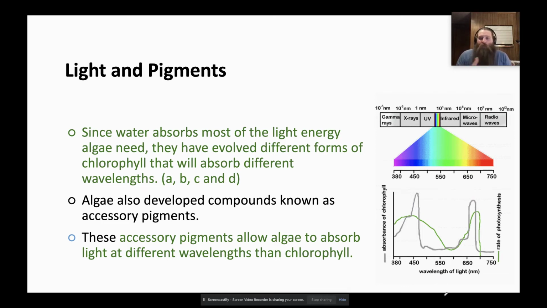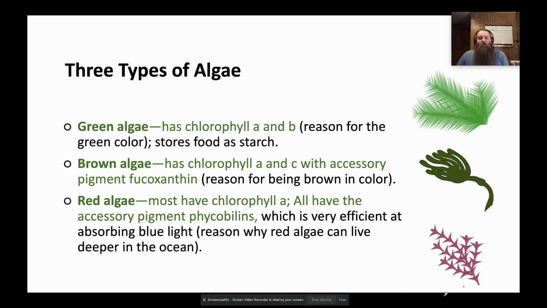Now, water is going to absorb most of that energy, and so they've got different chlorophylls that will absorb different wavelengths. So there's chlorophyll A, there's chlorophyll B, there's chlorophyll C, there's even chlorophyll D. They also have accessory pigments, so extra pigments that are going to help the algae absorb even more of that light. So green algae has chlorophyll A and B. That's why it's green. Brown algae has chlorophyll A and C. It also has an accessory pigment, which causes it to be kind of brownish.